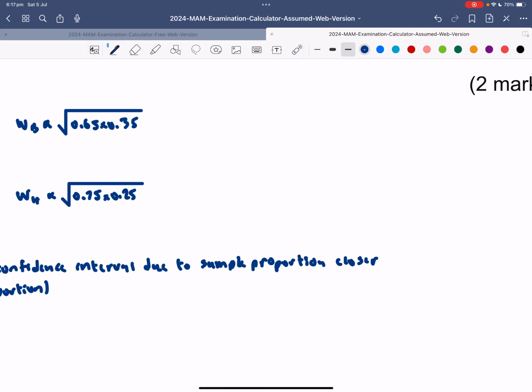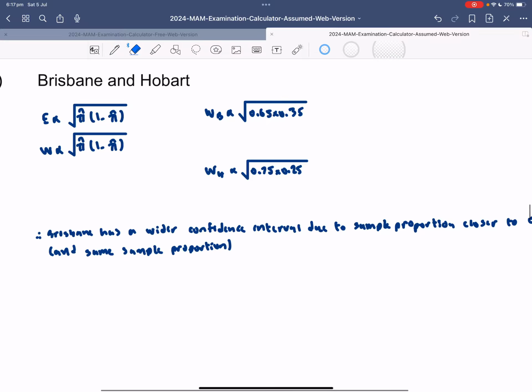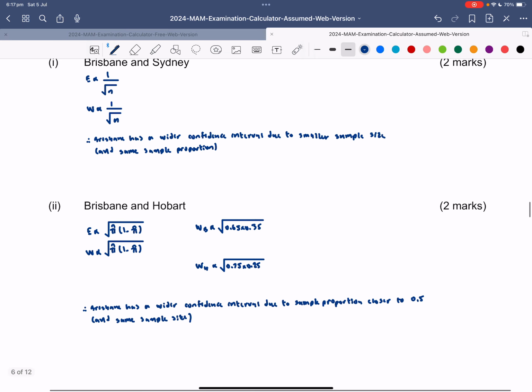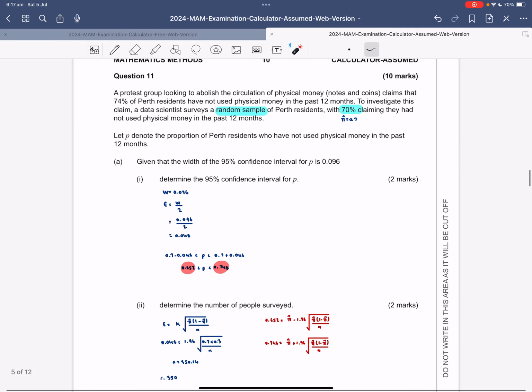Closer to 0.5, and the same sample size. So the sample size was not the deciding factor, it was the confidence in the sample proportion itself. And that's what I was trying to tell you earlier, that the error is affected by three things.